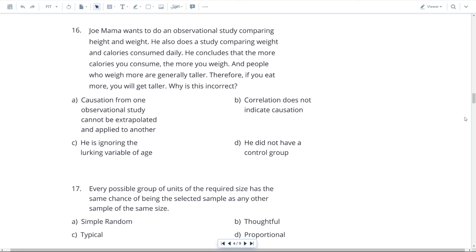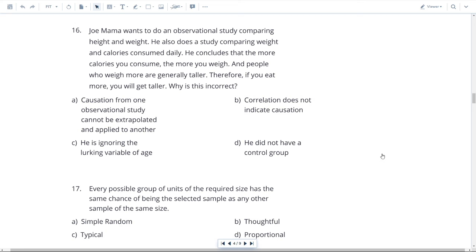72% of you picked the correct answer. Correlation does not indicate causation. This is what it comes down to. A control group has nothing to do with this. In fact, control groups are typically done with experiments. What does A say? Causation from one observational study cannot be extrapolated and applied to another. Be that as it may, the answer is correlation does not indicate causation.